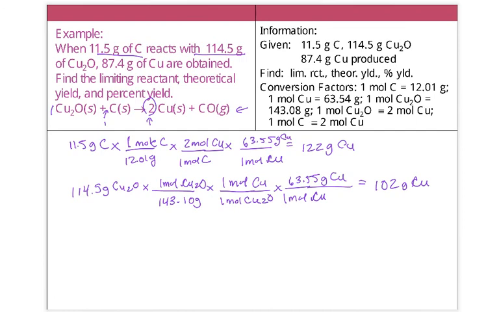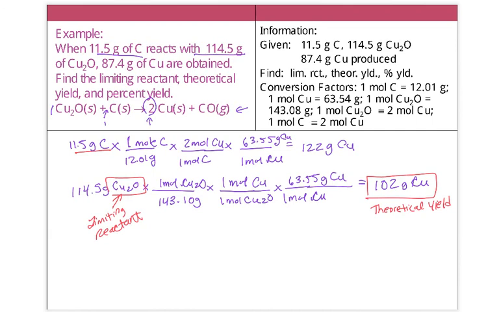That means, since this was the smaller amount here, this is our limiting reactant. Copper 2 oxide is our limiting reactant, just like flour was our limiting reactant. So no matter how much we have of carbon, we can't make any more than 102 grams of copper because we are limited by copper 2 oxide. And so this here becomes our theoretical yield.